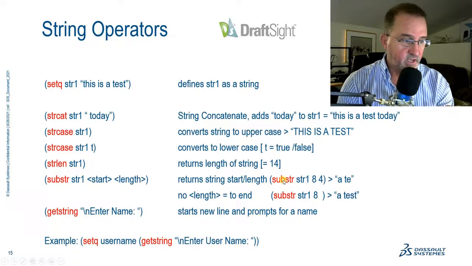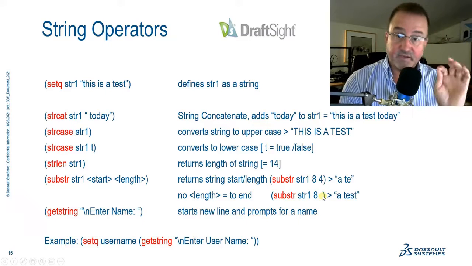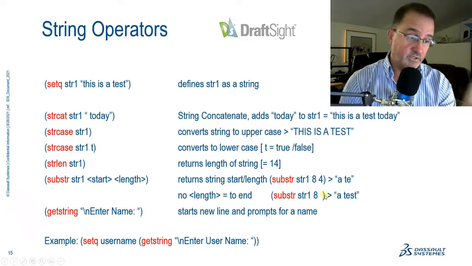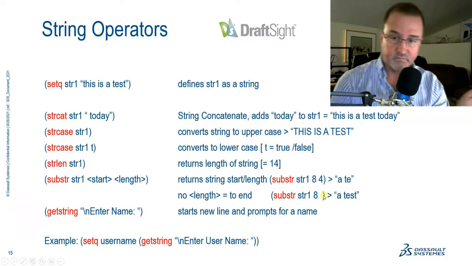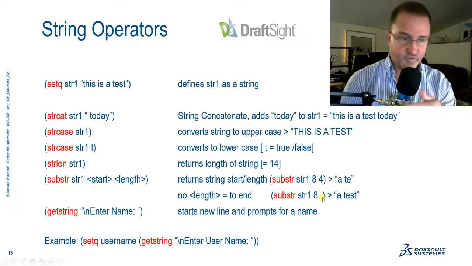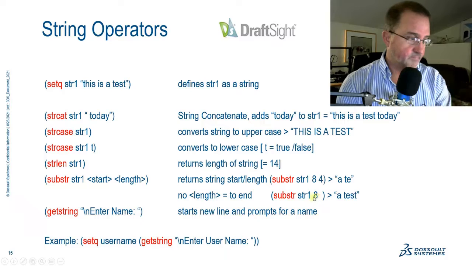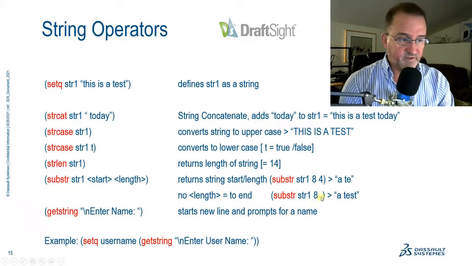So if I say substring str1, start at the 8th character and give me 4, the result would be " te" with a leading space. If I say just start at the 8th character and then not define how many characters I want, it will take it to the end of the string. It'll give me the remainder of the string. So I don't have to define a length, but if I know I want a specific length, I can do that.